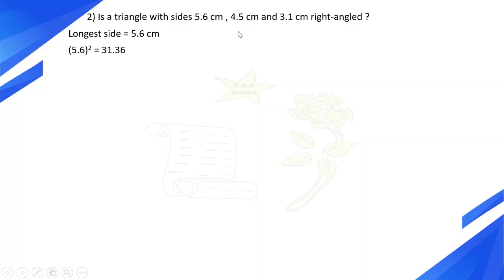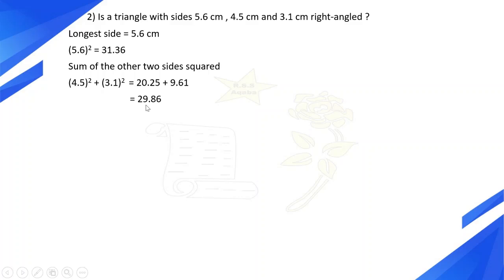Then we have to add the sum of the other two sides squared. 4.5 square equals 20.25 and 3.1 square equal 9.61. Let's add. We will get 29.86. They are not equal. So it's not a right-angled triangle. The triangle is not right-angled.